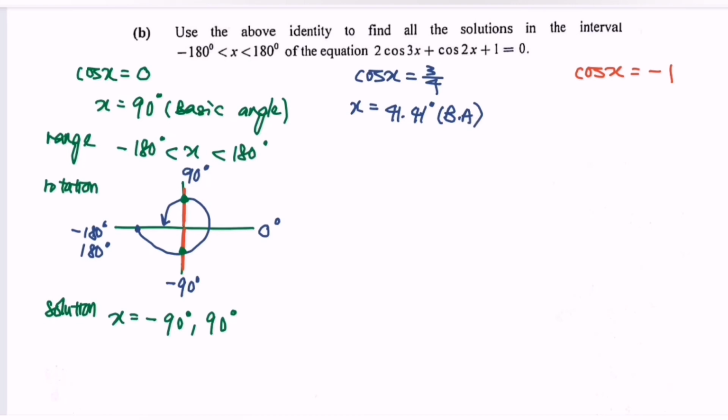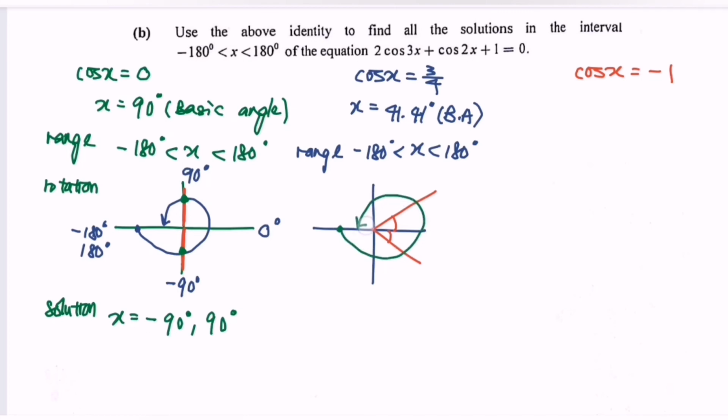Continue, we have the range, which is the same as the previous one. Next is to refer to the rotation. And we have the basic angle at the first and the fourth quadrant. So here is our basic angle, which is 41.41 degrees. Next, we have to illustrate the rotation. So the beginning will be negative 180. If we rotate, that is the situation.